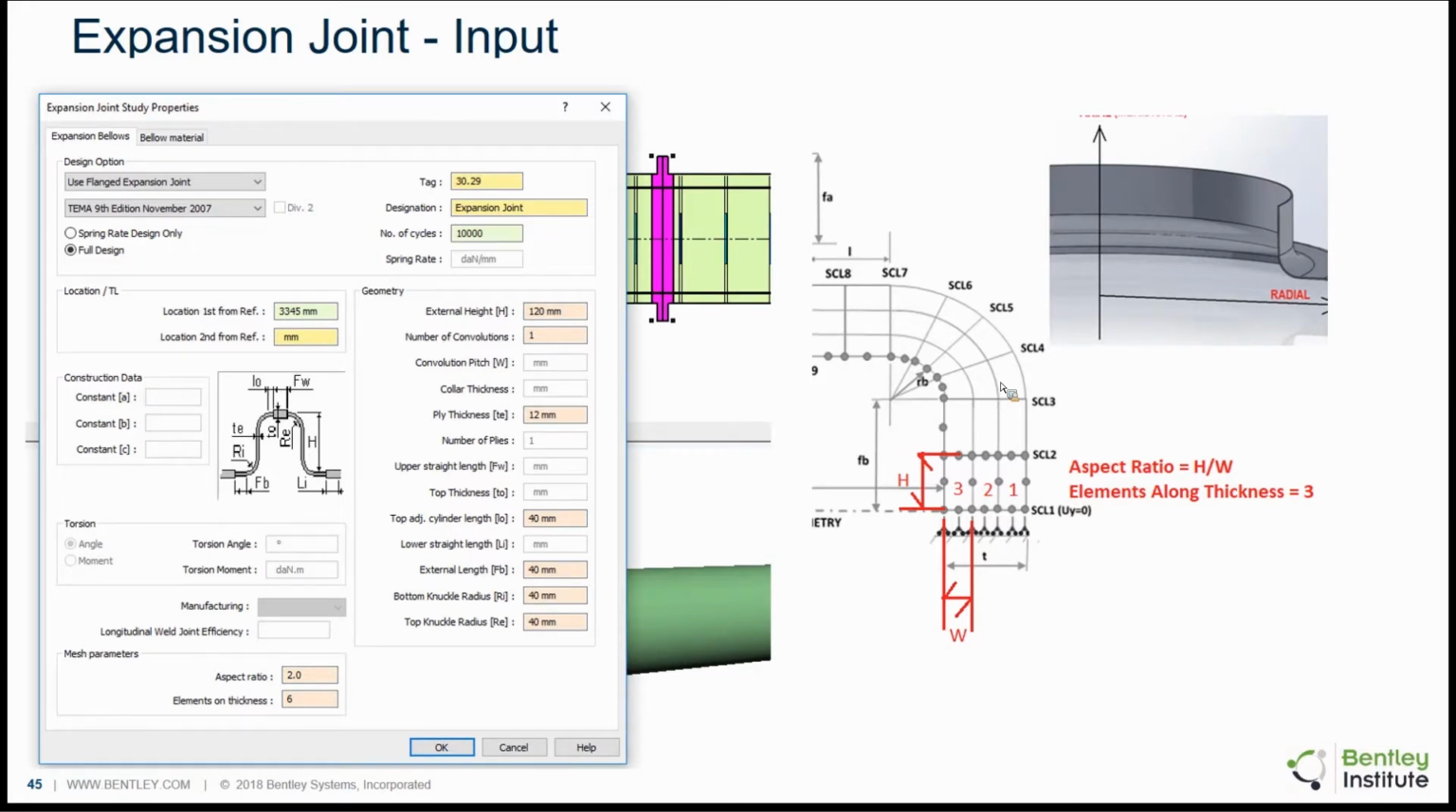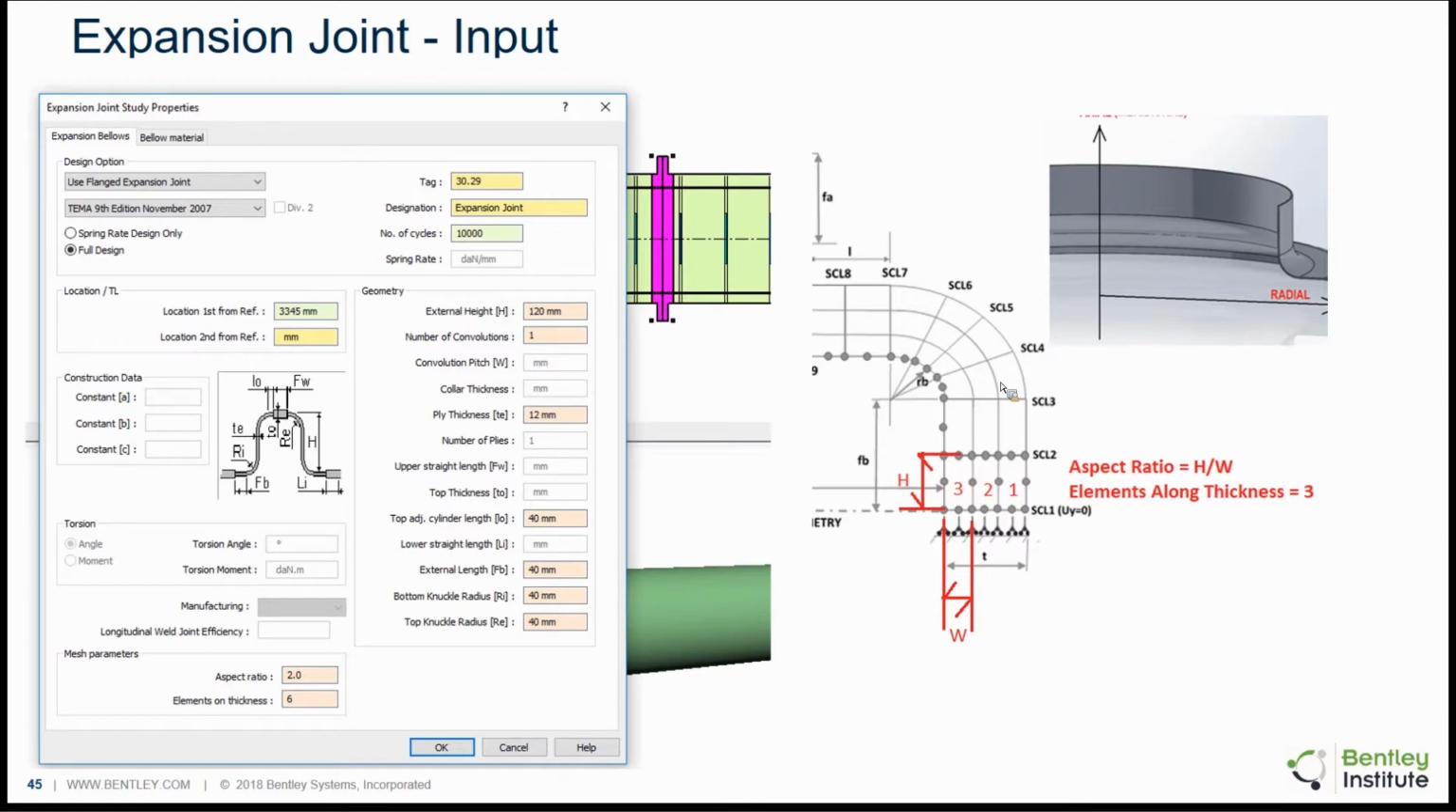So we will be doing a full stress analysis, and here the geometry is very easy to define. You basically have an external height h of 120 mm, from which the software will calculate the length of the annular plate. The number of convolutions is initially kept as 1. Ply thickness I've mentioned as 12 millimeters, same as the shell. The adjacent cylinder length and the external length are both kept at 40, as well as the knuckle radii. The inner and the outer knuckle radii are 40 mm.